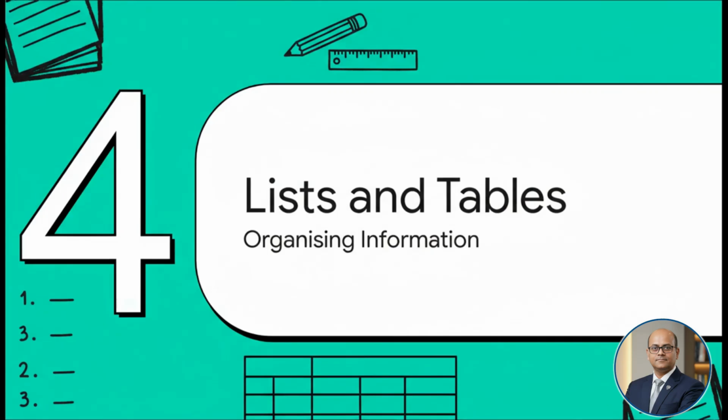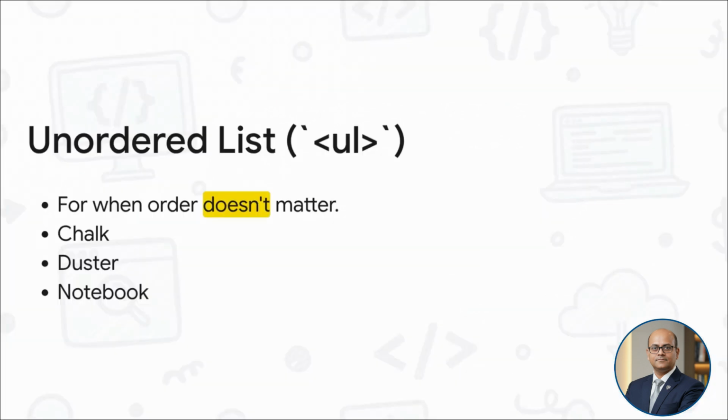Excellent. Now, just like in school, we often need to organize our information properly, no? We make lists and we make tables. HTML also lets us do this. First is an unordered list. For this, we use the UL tag. Unordered means the order of items is not important. For example, if you are making a list for art class, chalk, duster, notebook, it does not matter which one you write first, so it will show with bullet points.